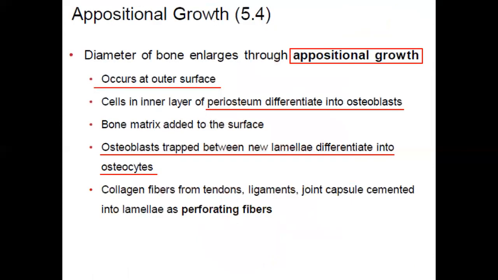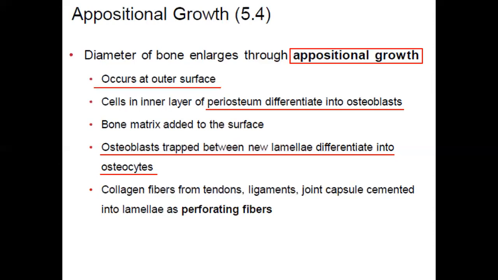Lots of important stuff on that figure. Bone growth is really important. So your bones, as you get older from childhood, you grow taller, but you also grow bigger, right? Wider. So appositional growth is basically the growth that occurs to increase the diameter of a long bone.